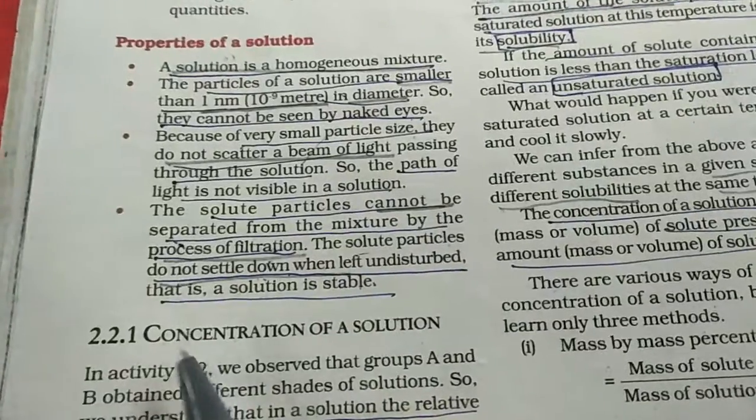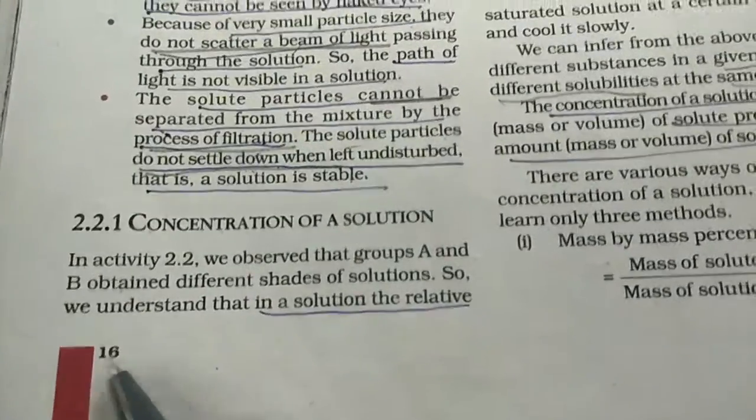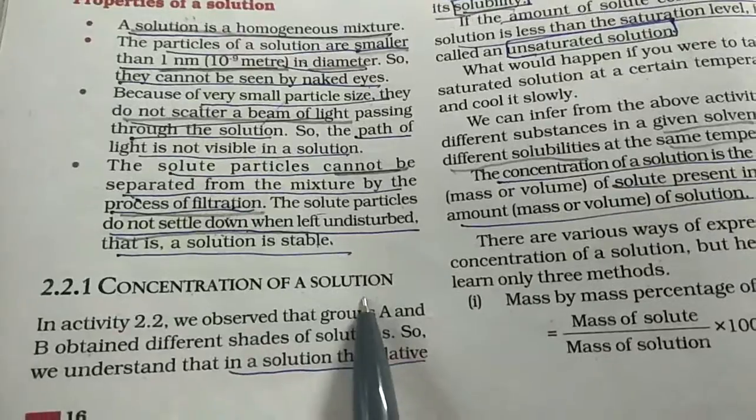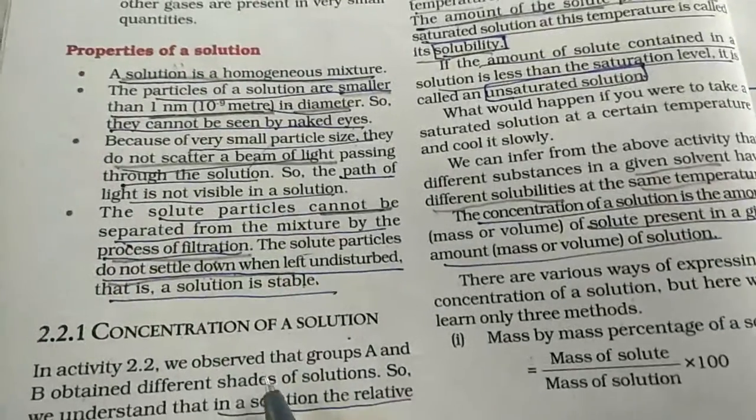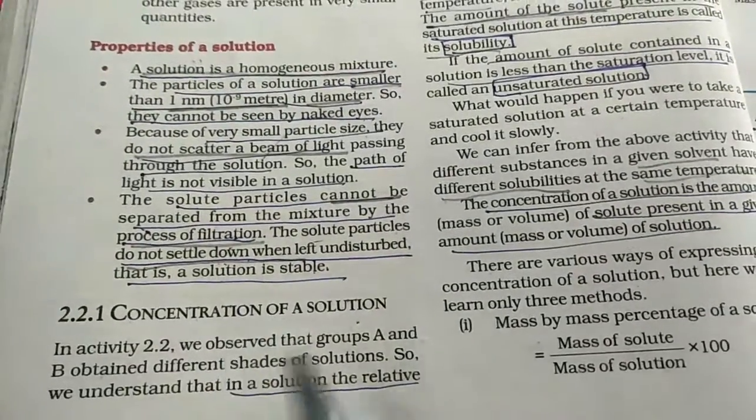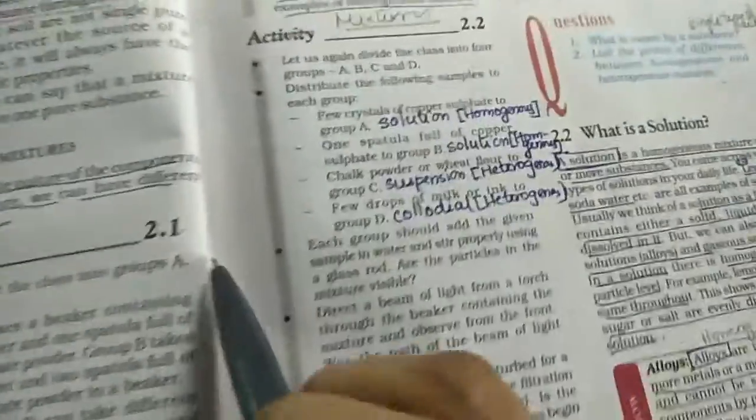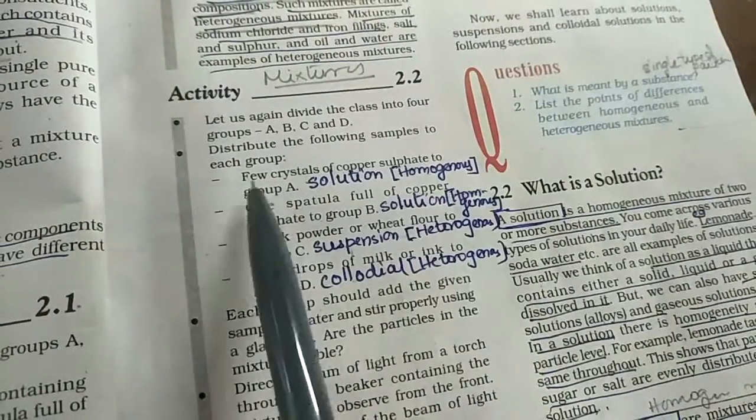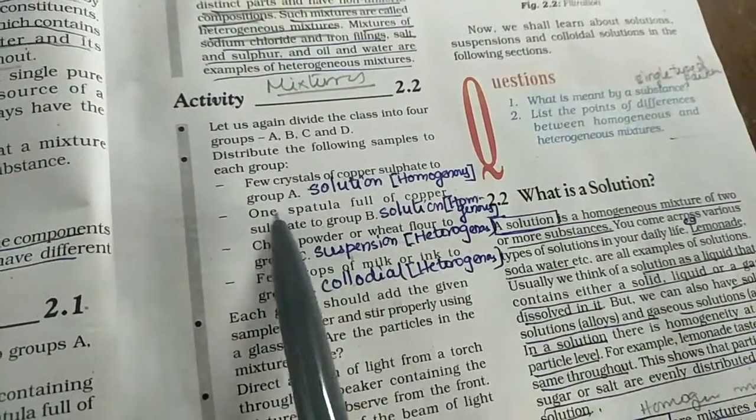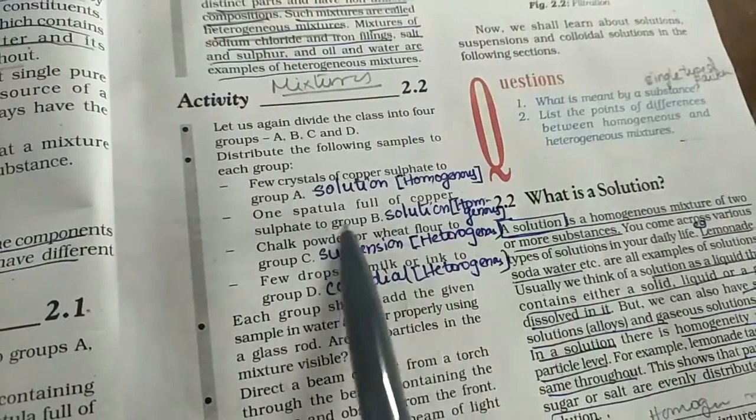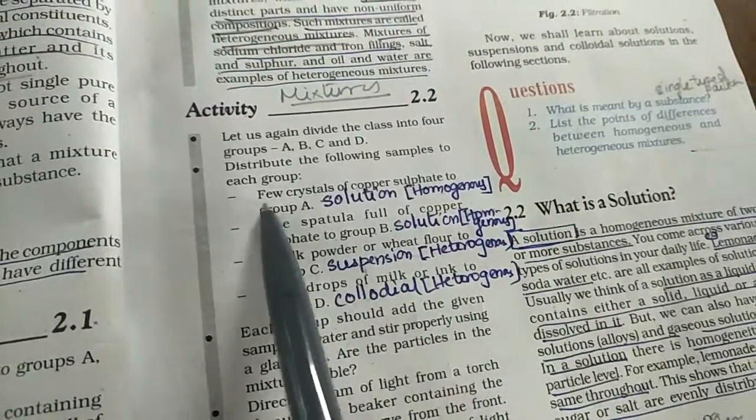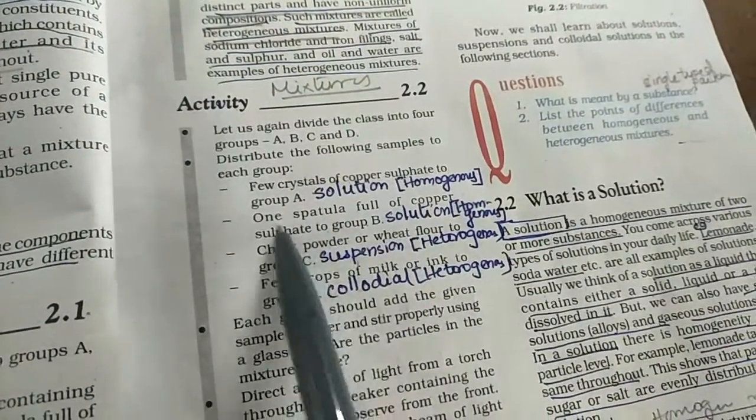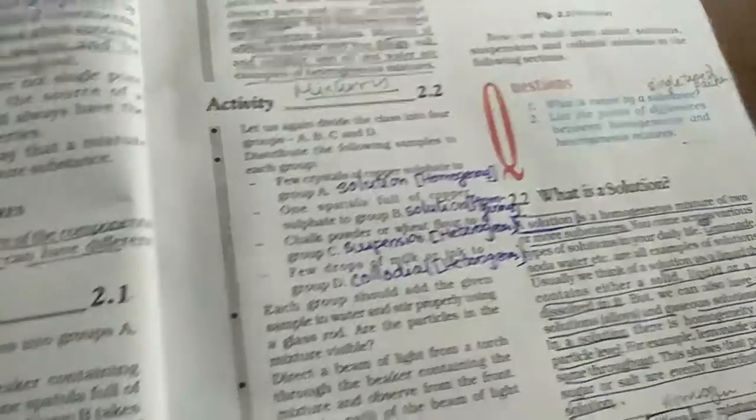Morning students, there's a small topic left out on page number 16, that is concentration of a solution. Now in activity 2.2 we have seen group A and B. If I just turn back the page and have a quick recap, you have a few crystals of copper sulfate in group A, and you have one spatula full of copper sulfate in group B. So here the crystals of copper sulfate are more, here the crystals of copper sulfate are less.